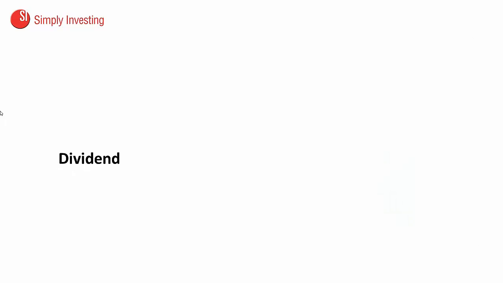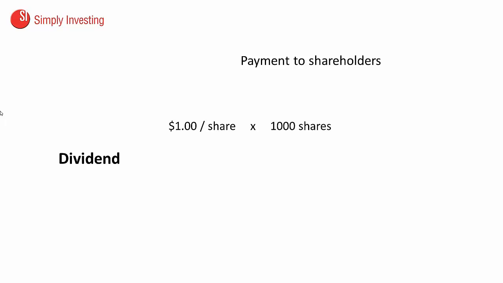Which brings us to the next section, dividends. So a dividend is the company sharing its profits with you, the shareholder. So for example, let's say a company is paying a dividend of $1 per share and you own 1,000 shares. You will receive $1,000 each year in dividends, and this is a cash payment that's deposited directly into your trading account. You can take this money and spend it if you wish, or you can reinvest it. It's entirely up to you.